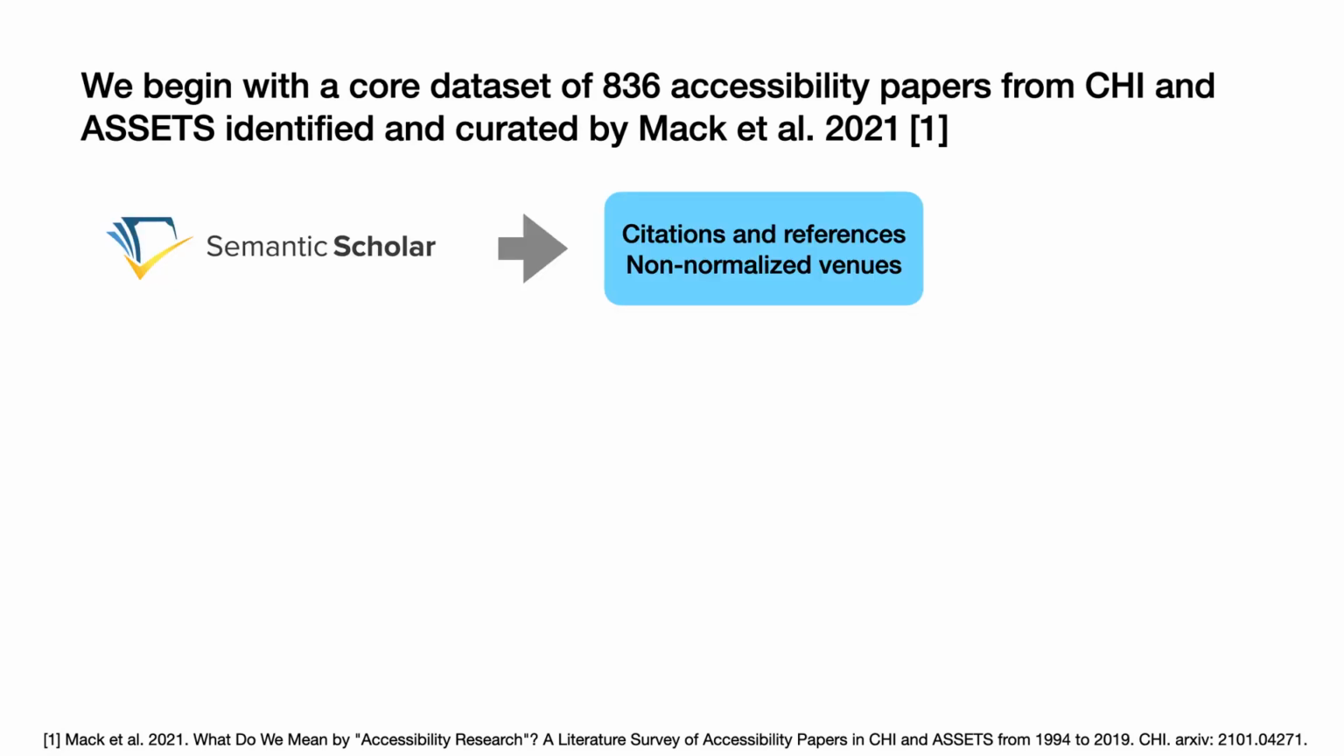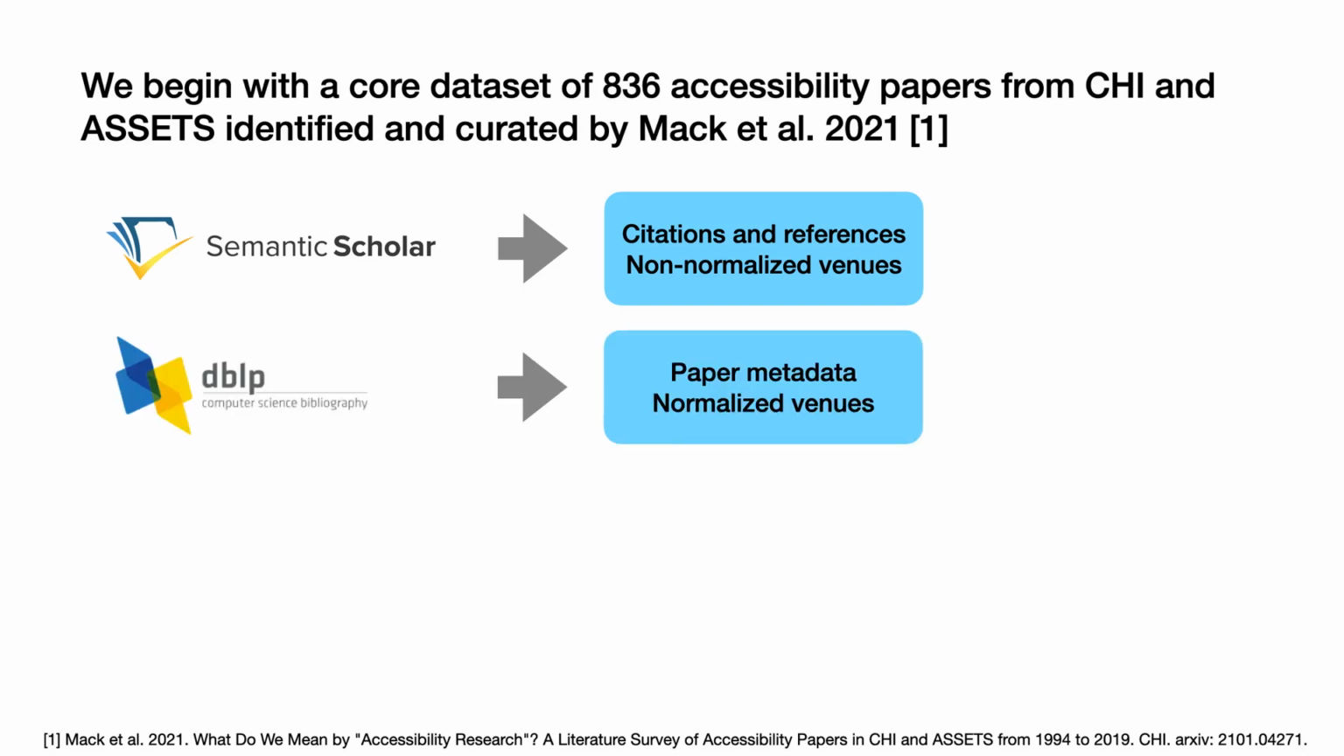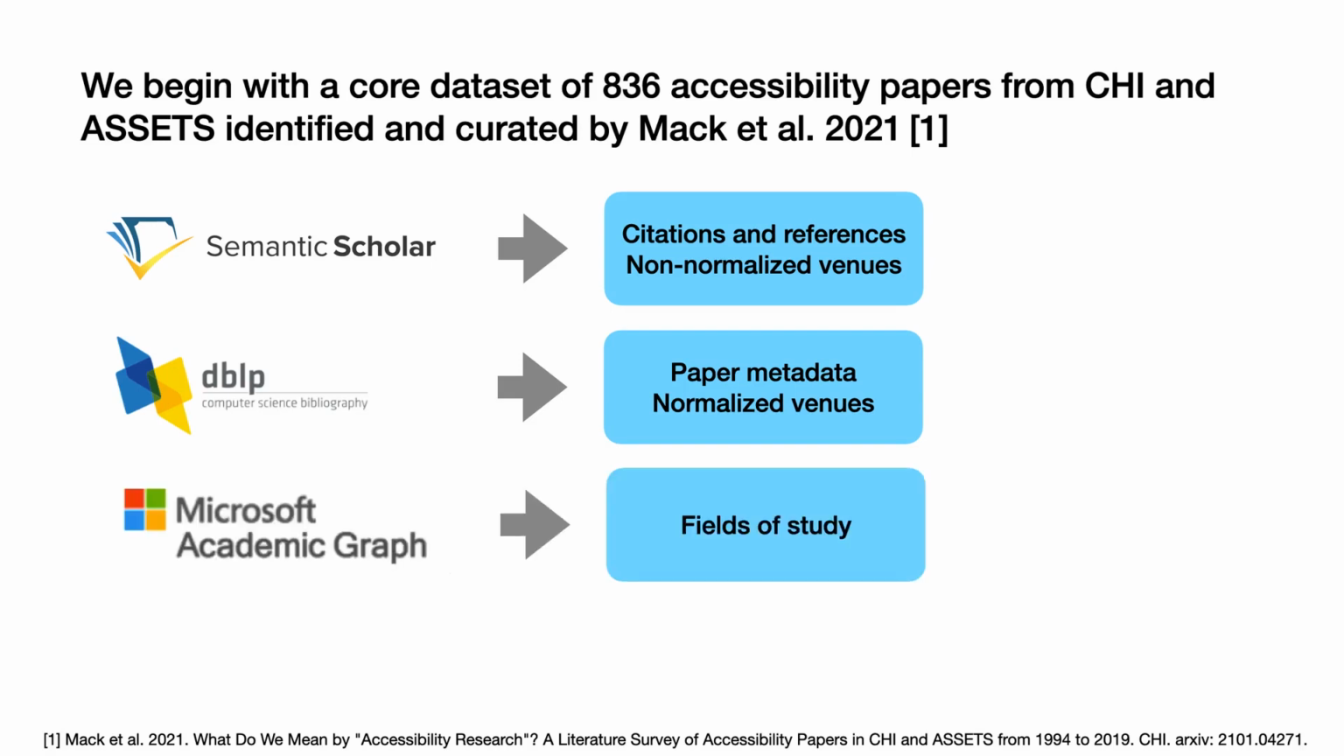For this study, we extend the core dataset using several bibliographic databases. First, we identify the citations and references for these papers along with publication venues using the Semantic Scholar Research API. We then use the DBLP database to supply normalized venue metadata. Finally, we identify the fields of study of these papers using the Microsoft Academic Graph.